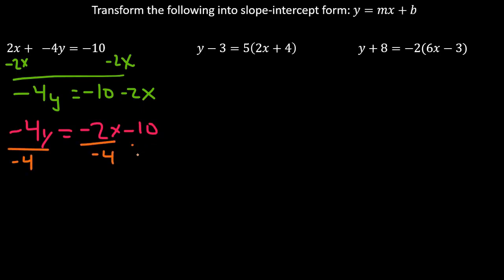And that's going to leave us with y equals negative 2 divided by negative 4. We could say that is 1/2, or we could say 0.5. It should accept either answer. And negative 10 divided by negative 4 is a positive 2.5.